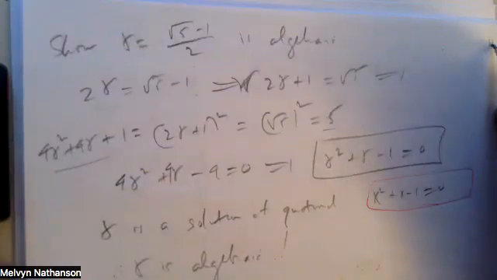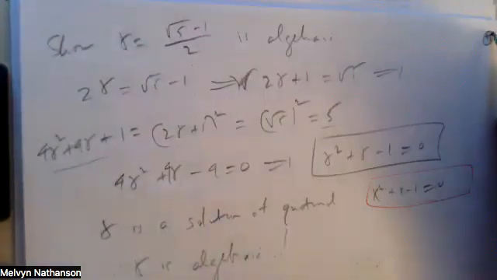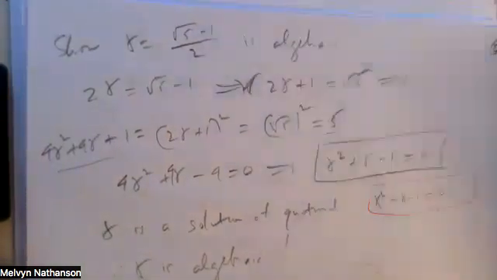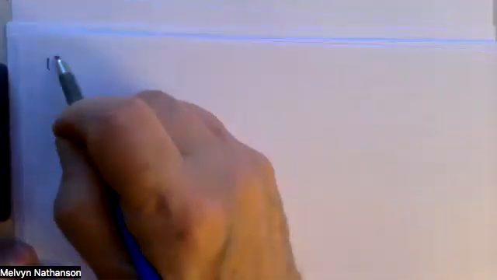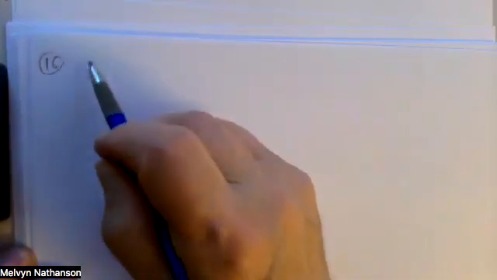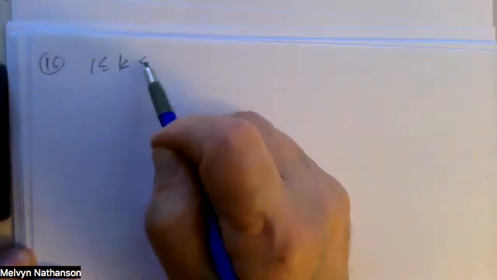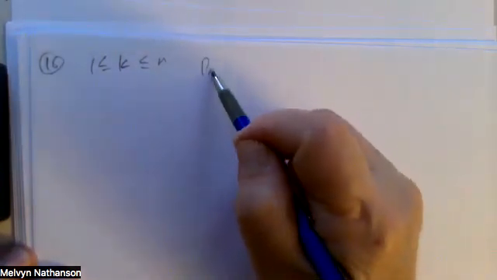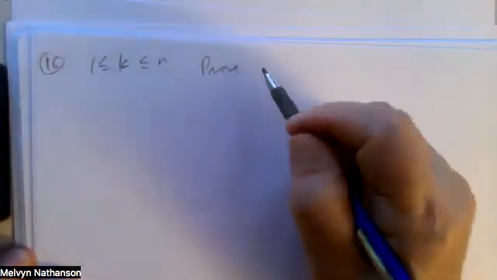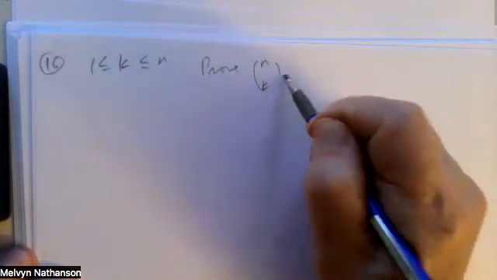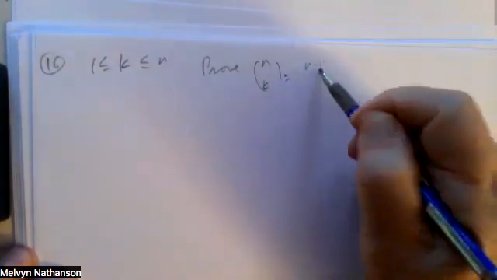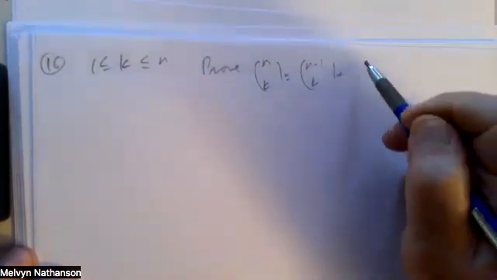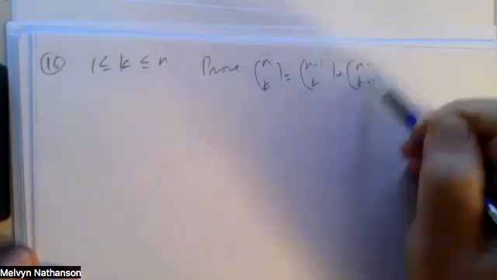Problem 16. So in problem 16, you choose integers k and n, positive integers, k at most n, and we want to prove that the binomial coefficient n choose k can be written as n minus 1 choose k plus n minus 1 choose k minus 1.